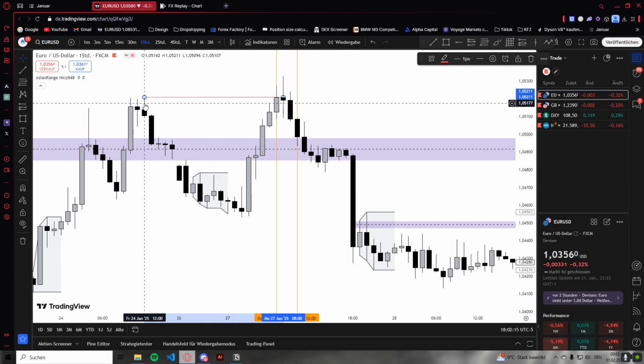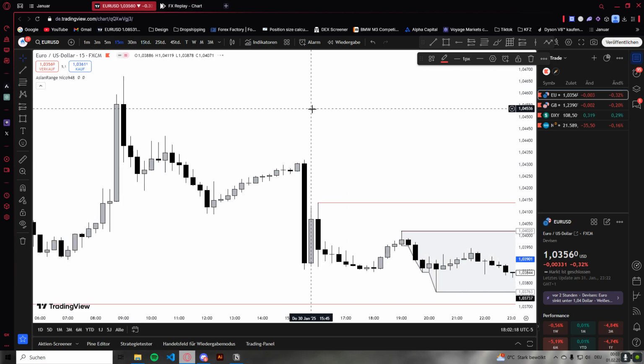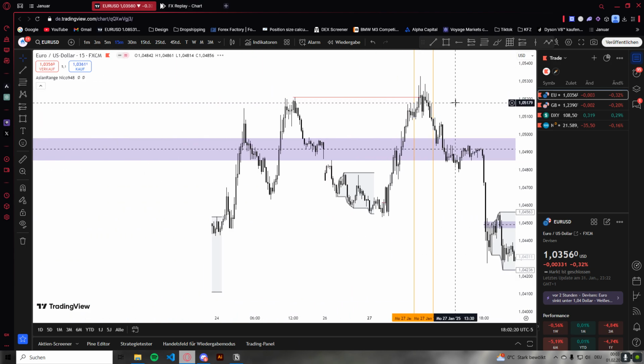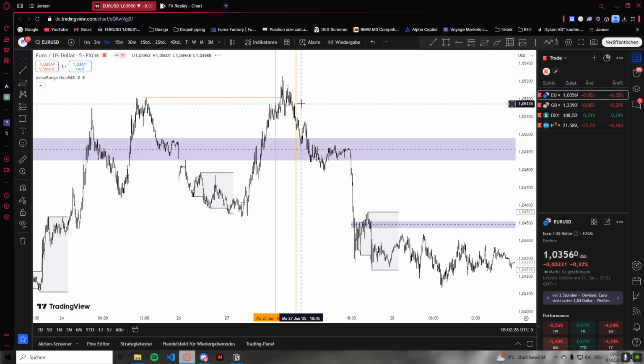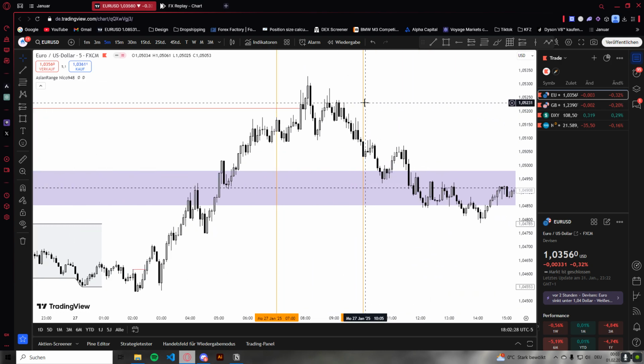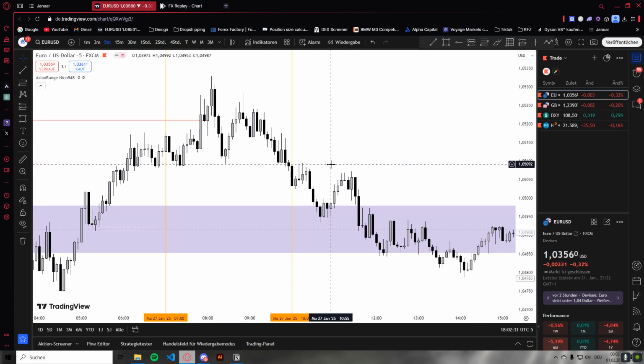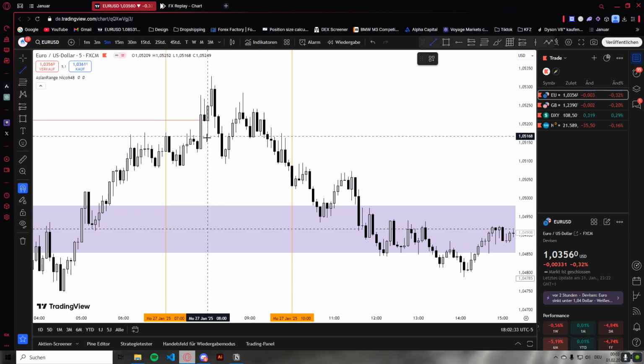That's buy side liquidity, right? So you have buy side liquidity right there. Okay, we have buy side liquidity swept right there. We can go to the 5 minutes. Let's see if we had a good entry on the 5 minute, and we had one. Look at that. Swing low got broken right there.